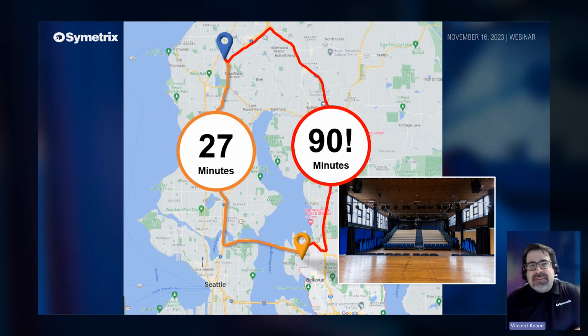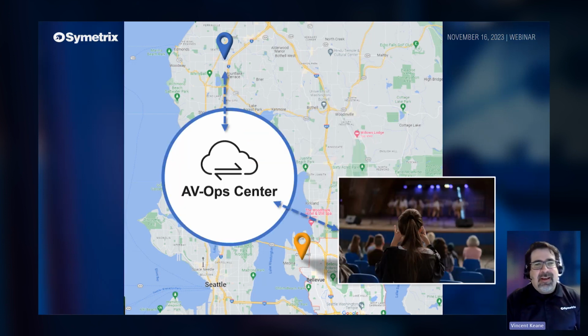I look on Google. Google tells me if I jump in my car right now, it's going to take me about half an hour to get down there. And if I'm lucky on the way back, it's going to take me an hour and a half to get back in Seattle rush hour traffic. So a lot of time invested. But luckily, this installation is on a managed service platform that leverages AV Ops Center. So rather than jumping in my car, I'm going to jump onto my web browser and log into AV Ops Center, which will connect me to real-time data about the system down in Bellevue.